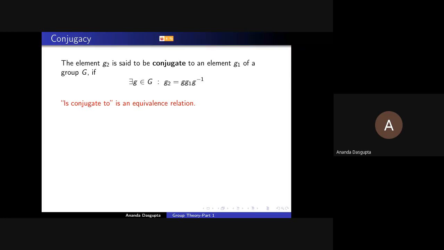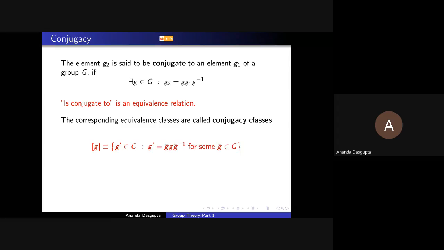Okay, and as in every equivalence relation, if you collect all the elements which are equivalent to each other, you are going to get what is called an equivalence class. So the equivalence class of an element G is defined to be all the elements G prime belonging to capital G, such that there is some G bar in the group so that G prime is G bar G G bar inverse. That is, G prime is conjugate to G.